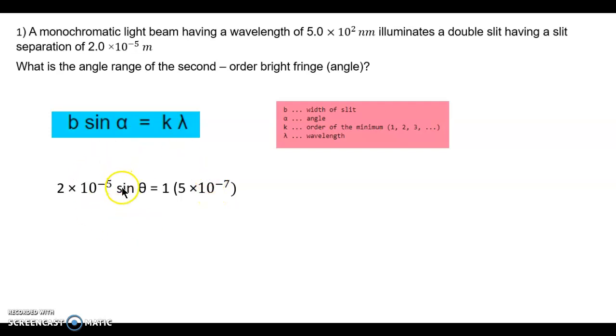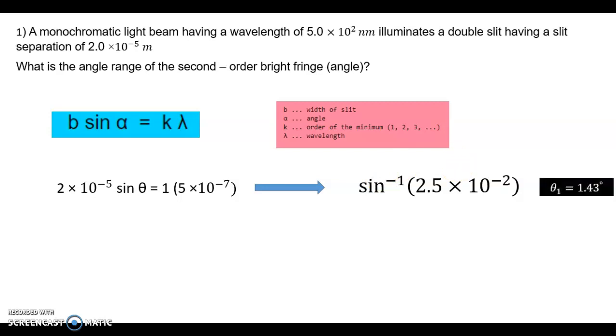Now solve for sine of theta. Divide each side by 2 times 10 to the negative 5, and take the inverse sine. 5 over 2 becomes 2.5. 10 to the negative 7 over 10 to the negative 5 becomes 10 to the negative 2. So now we are able to calculate it. Shift sine of 2.5 times 10 to the negative 2, and you will get the answer. The first theta is 1.43 degrees.